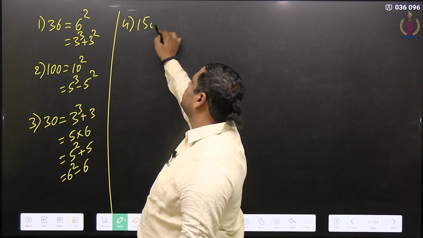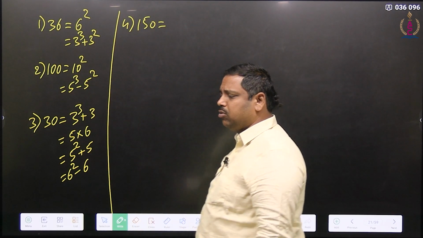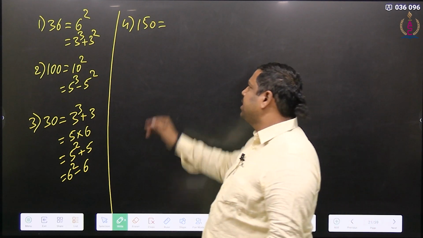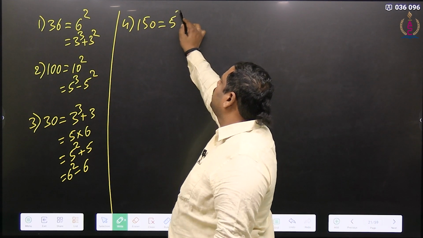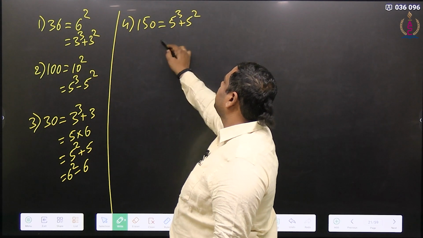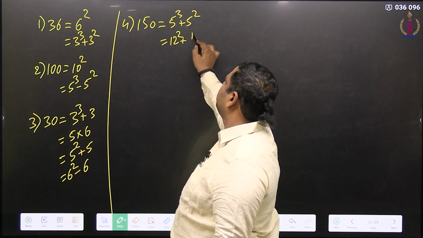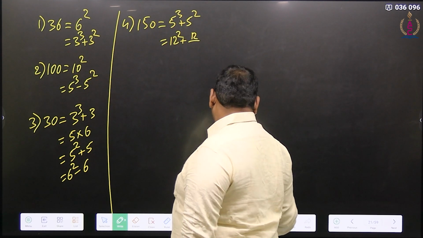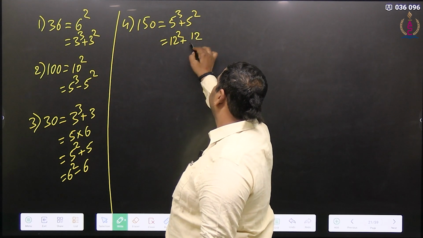By seeing 150, what's the idea you will get? Means you will say 15 tens, yes or no? Nothing else. Now we can say that this is 5 cube plus 5 square. The other one is 12 square plus 12 by 2.